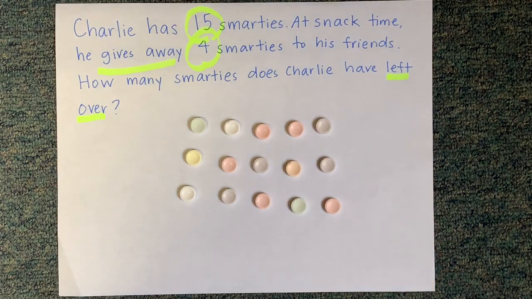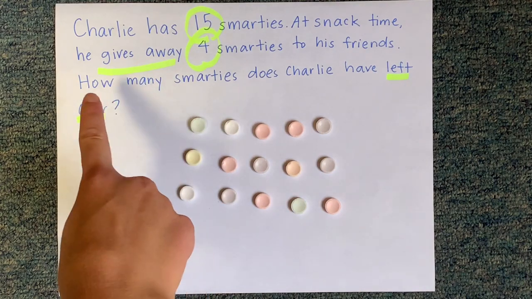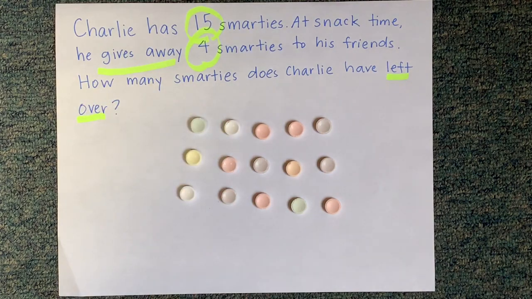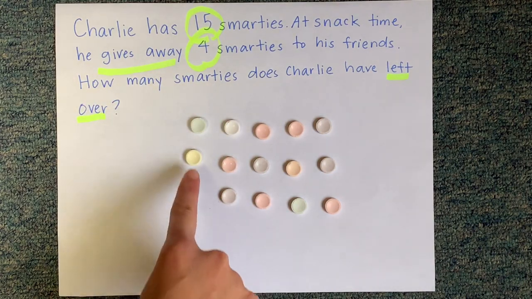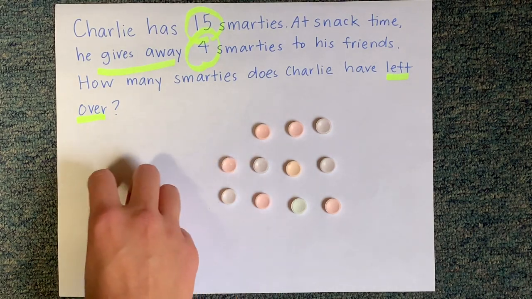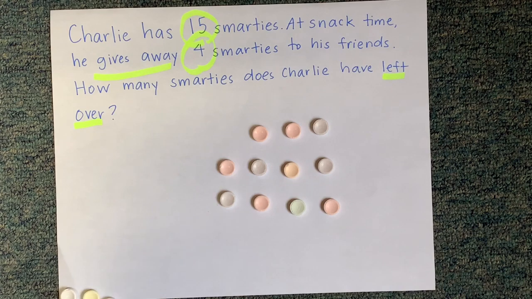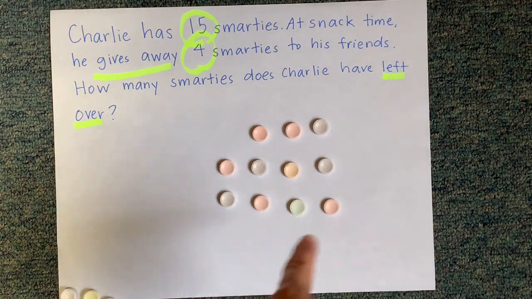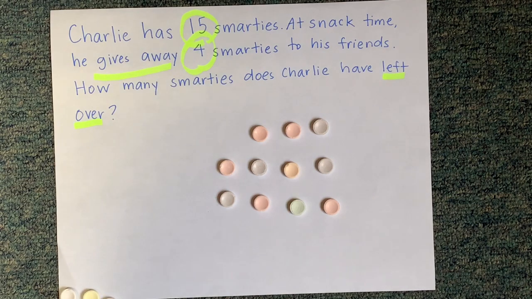That's good to know. And then, if we continue reading the problem, we see that at snack time, he gives away 4 Smarties. So, I'm going to take 1, 2, 3, 4, and I'm going to move these Smarties away because he gives those away to his friends. Now, we're going to have to look and see how many Smarties we have left here.